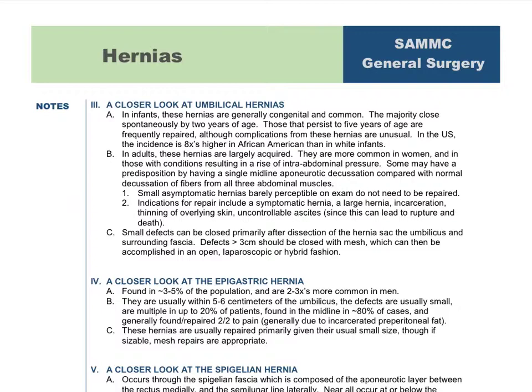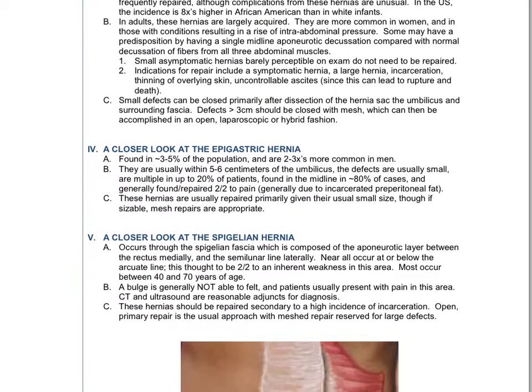For defects that are larger than this, you should not close it primarily, but obliterate this defect with mesh. There are lots of ways to do this, and there's no good studies to say which one is better. Epigastric hernias are another subclassification of ventral hernias that are found in a reasonable portion of the population, and again are more common in men. They are usually quite small defects, and people generally present to you with pain secondary to incarcerated preperitoneal fat. And you can usually repair these primarily from an anterior approach.